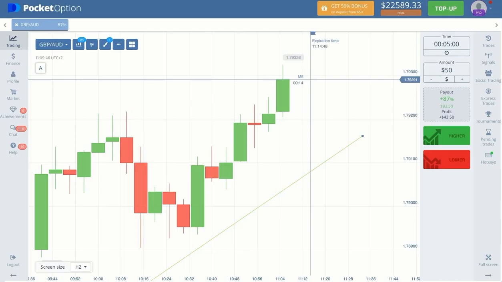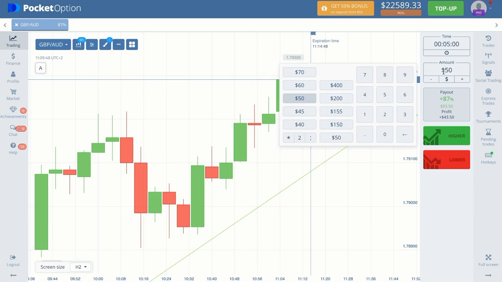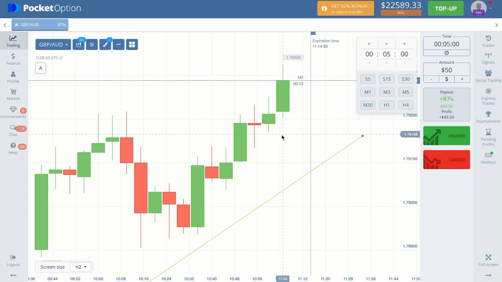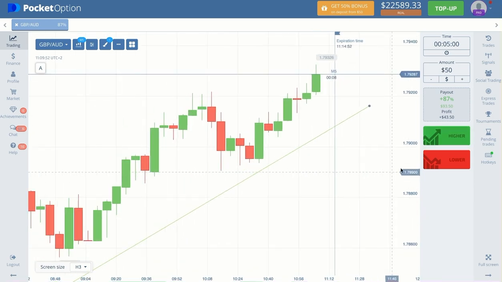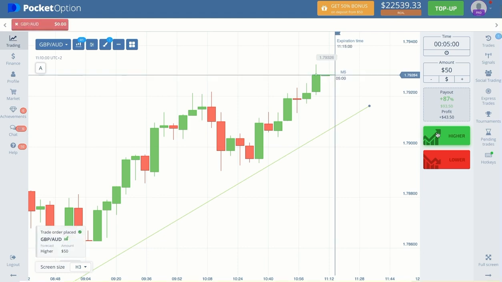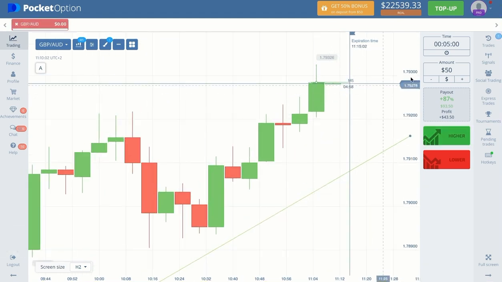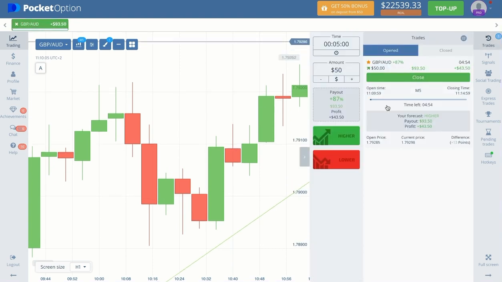The next signal starts in 15 seconds. So we check if everything is correct. Trade amount is good and the expiration time is also at 5 minutes. We are good to go. Trade is placed again 1 second before the signal started. It's very important. Let's wait and see how it will go.